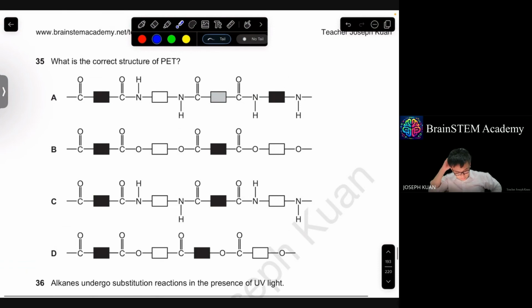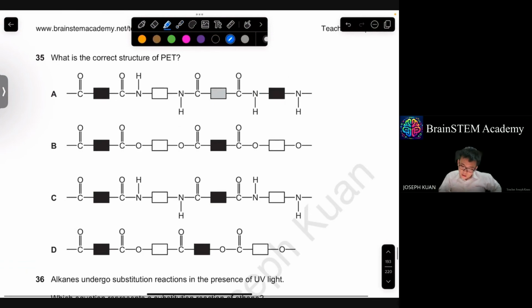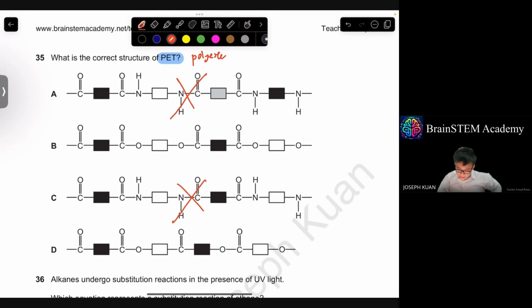35. What is the correct structure of PET? You have to know that PET is a polyester. So amides are rejected. Amide has NHCO linkage. So either B or D. And look at it, it seems like B.